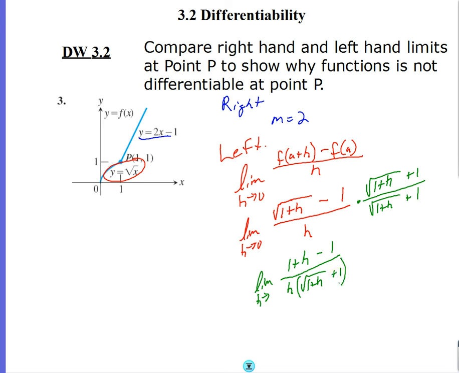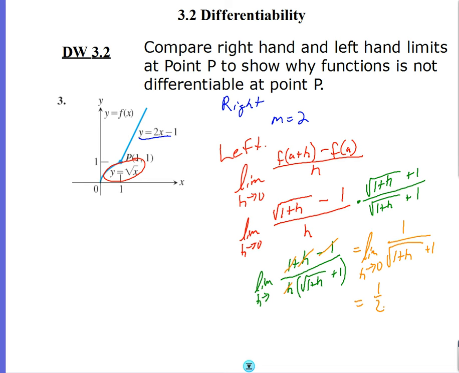And so now my 1s will cancel, 1 minus 1. My h's that are left over will go away. And what I'm left with is equal to the limit as h goes to 0 of 1 over the square root of 1 plus h plus 1. As h goes to 0, I have the square root of 1 plus 1. The square root of 1 is 1, so this is going to be equal to 1/2.